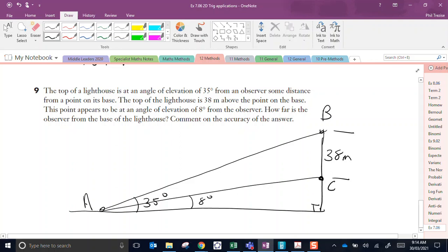What are we supposed to do? How far is the observer from the base of the lighthouse? We're supposed to find, let's call this D, the distance from A to D, which is part of a right angle triangle with an 8 degree angle in the corner. So I think that's simple enough if we knew the hypotenuse. Now, I think we can probably do that.